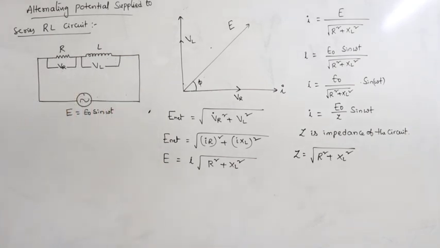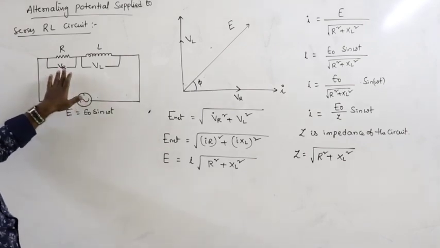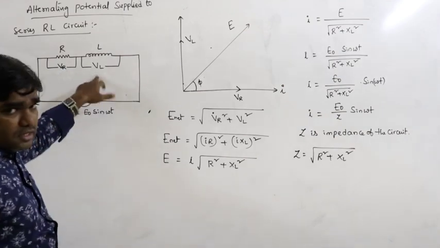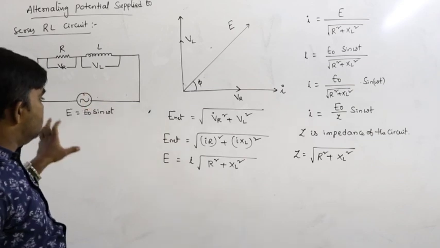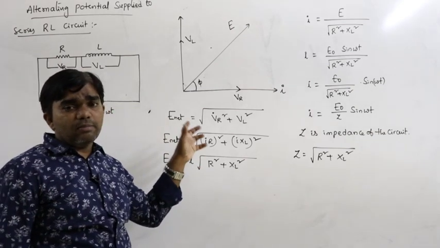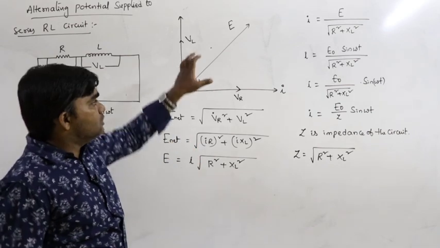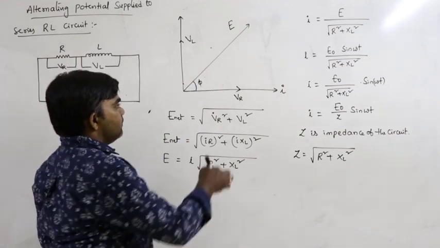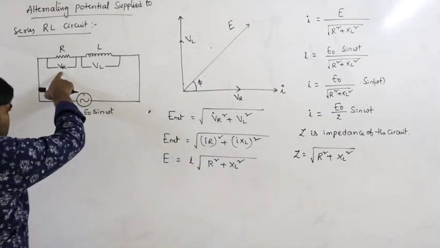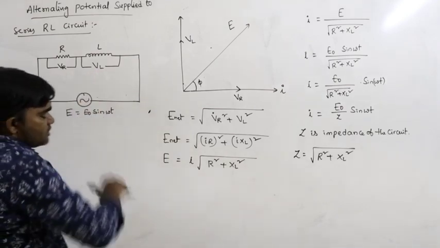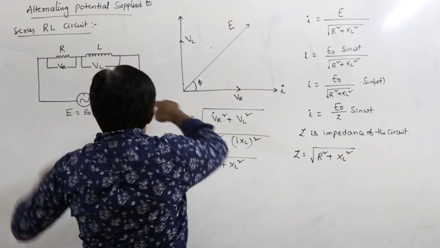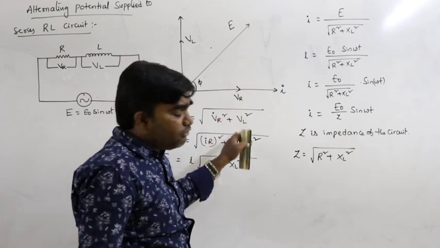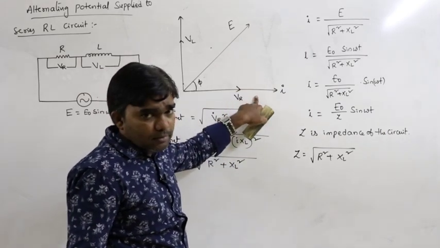Now, this is the series RL circuit. If the resistor and inductor are connected in series, what happens? Definitely this approach can be calculated with the help of a phasor diagram only, so I am drawing the phasor diagram first. Let us say the potential difference across the resistance is VR and across the inductor is VL. In a pure resistor, EMF and current must be in phase, so we represent it like that.